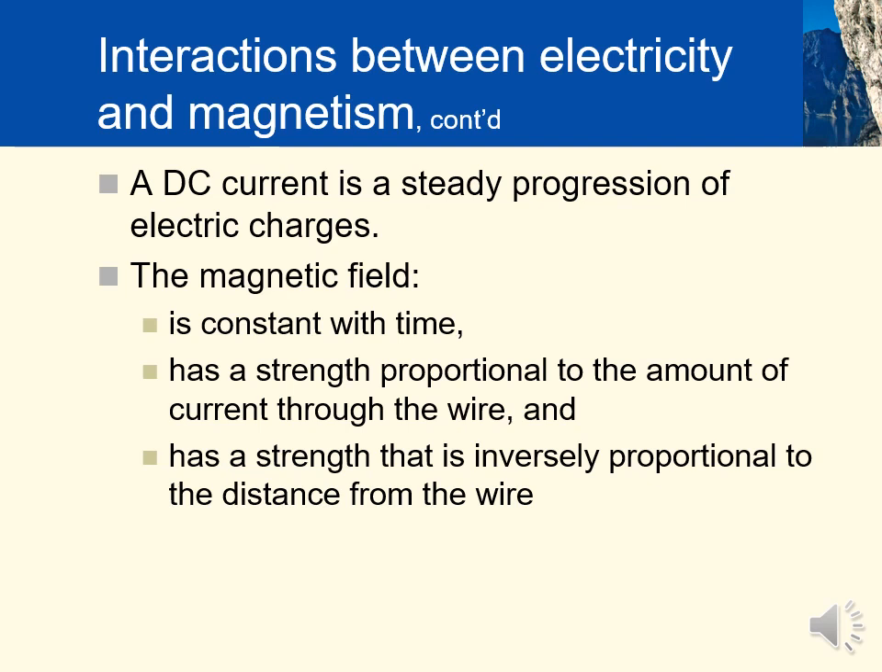Suppose we have this wire, and we have this point. This is the magnetic field at this point A, and we have another point at B. So the magnetic field strength at B will be less than the magnetic field at point A.